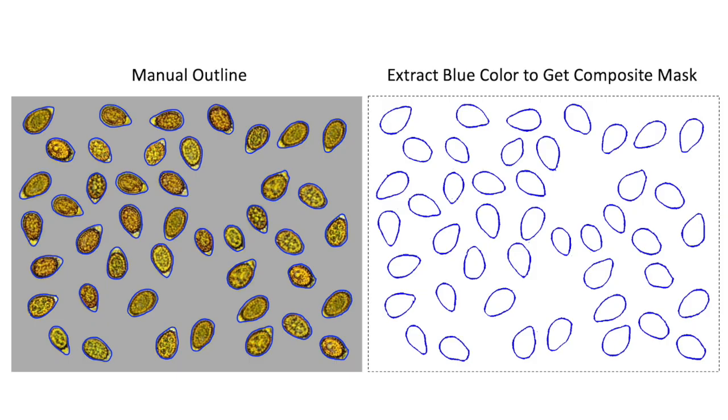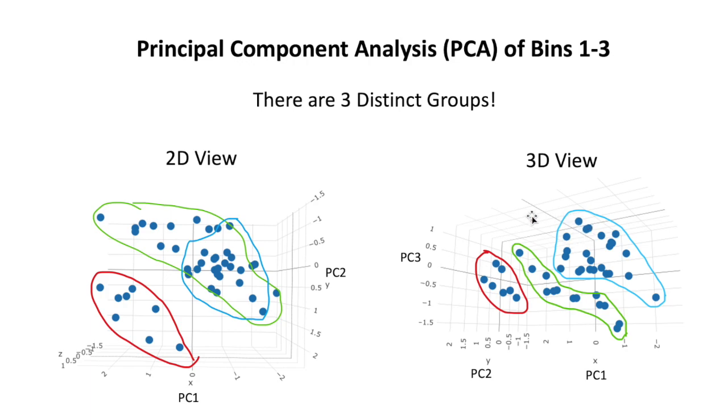So this is the power of shape analysis. Because if you look at the original image, it's very hard to see that there are 3 groups, right? The human eye is very bad at picking out subtle shape differences. However, when you do principal component analysis, right, you see that there are 3 distinct groups. And so this is the power of shape analysis to extract insights in your research.